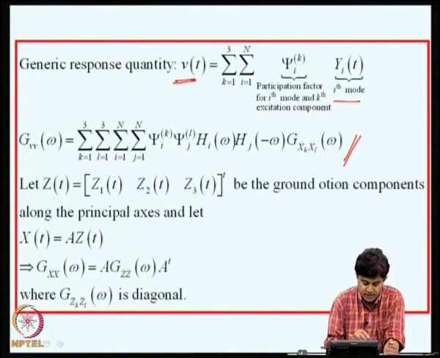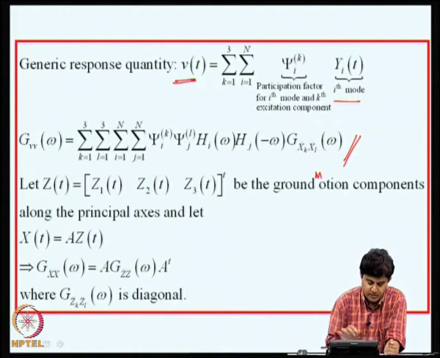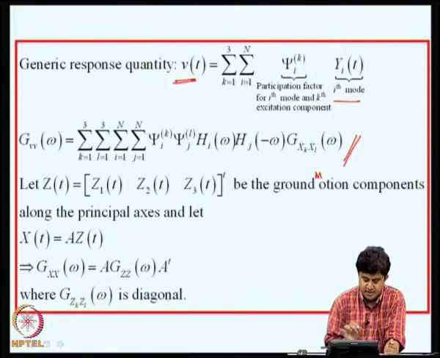Now, if z of t equal to z1, z2, z3 are the ground motion components along the principal axis, and if we write x of t equal to A z of t, we can write G x double dot omega as A G zz of omega A transpose. Now, if x of t is not already in the principal directions, we have to make these transformations. So, we get G z double dot z double dot of omega is diagonal.